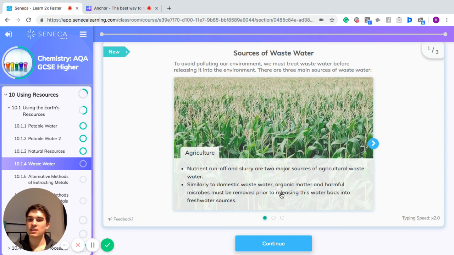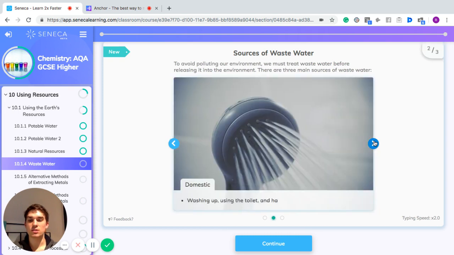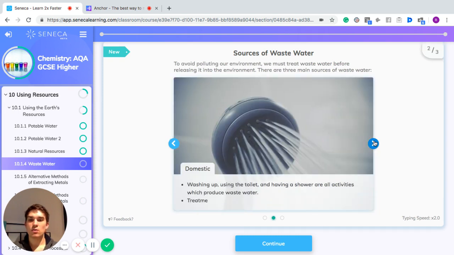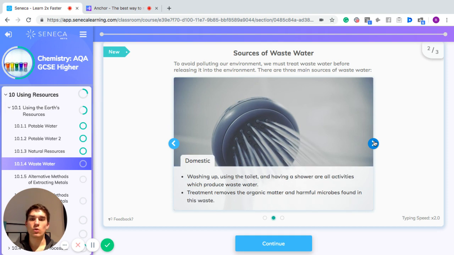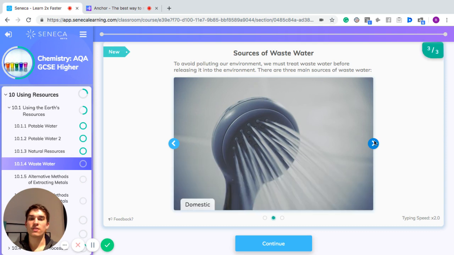Similarly to domestic wastewater, organic matter and harmful microbes must be removed prior to releasing this water back into fresh water sources. Also, washing up, using the toilet, and having a shower are all activities that produce wastewater. Now, the treatment of this water removes the organic matter and harmful microbes found in the water.